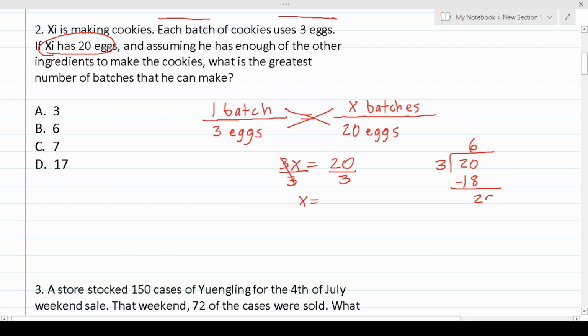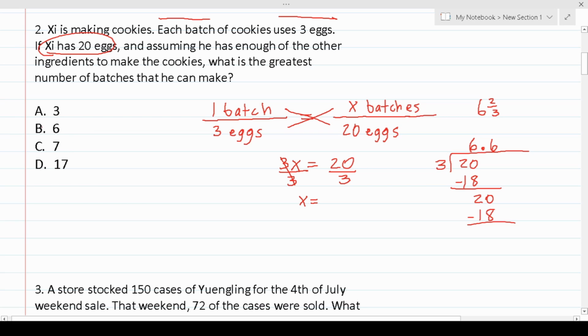When we bring down a 0 here, we have to bring up a decimal. 3 goes into 20 6 times without going over. 3 times 6 is 18. And as we can see, this is just going to repeat over and over again. So this is 6 and 2/3 batches.